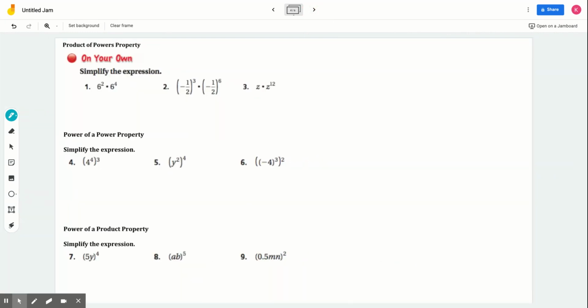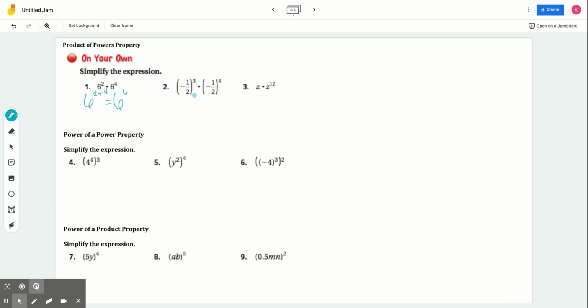So here with this first one, 6 squared times 6 to the 4th. This is that product of powers property. So this is like saying 6 to the 2nd times 6 to the 4th. We add those exponents. So I'm going to write it like this up here so we can remember. 2 plus 4 is 6. So this is like 6 to the 6th power. You go ahead and try numbers 2 and 3, and then come back and we'll try them together.